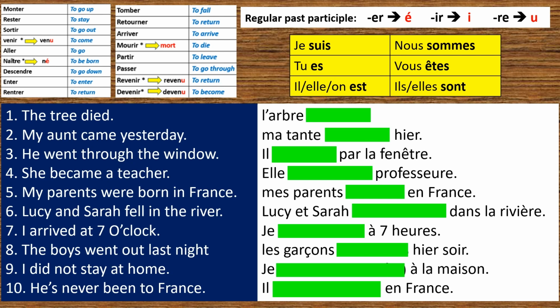Let's practice. In the top left corner you have the verbs that take être in the passé composé. I also highlighted the irregular past participles. You have a reminder about the regular past participles in the passé composé, and you also have in yellow the verb être. In the blue box are some sentences in English. What you have to do is to find the correct form of the verb in the passé composé in French.